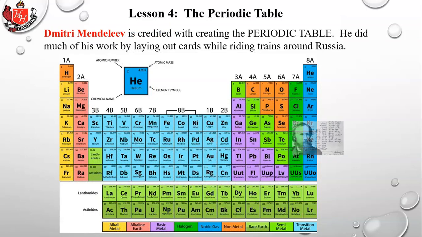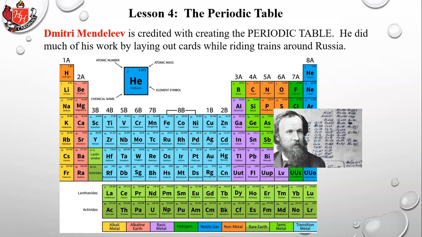So Dmitri Mendeleev is credited with creating the periodic table. He did much of his work by laying out cards while riding trains around Russia. So just as you've seen people maybe playing solitaire or some card game by themselves, that's kind of what he was doing. And he was putting them in order in groups of columns that are called groups, by the way, that seem to have things in common.